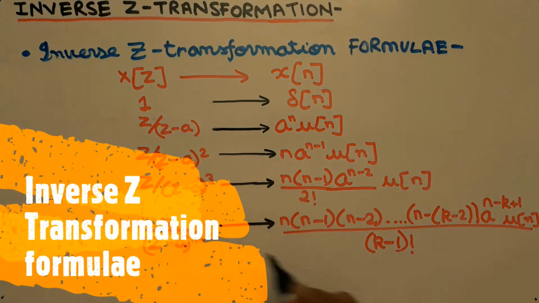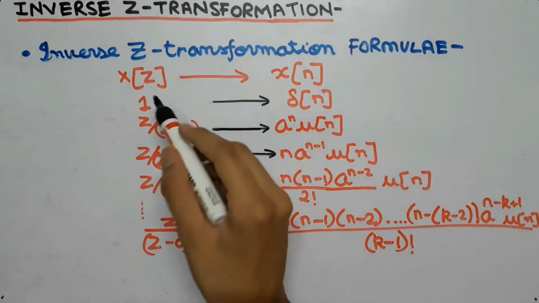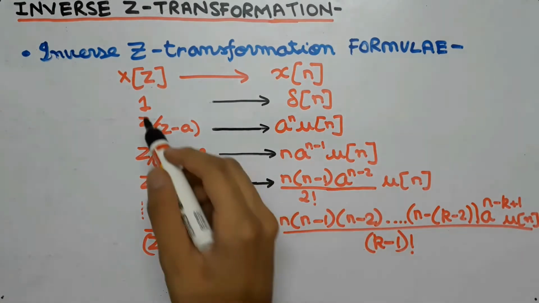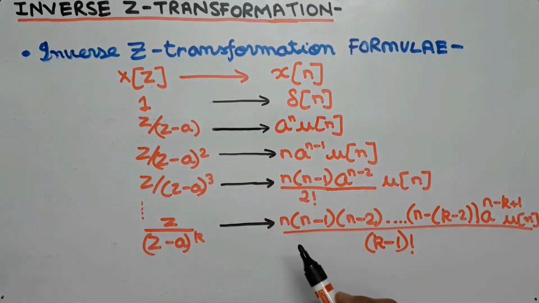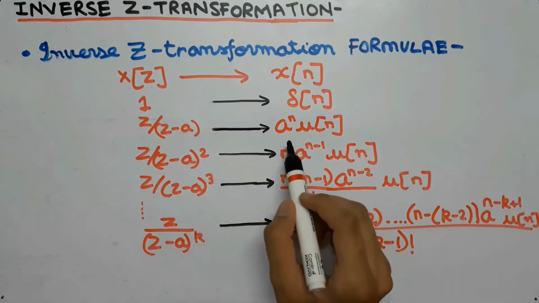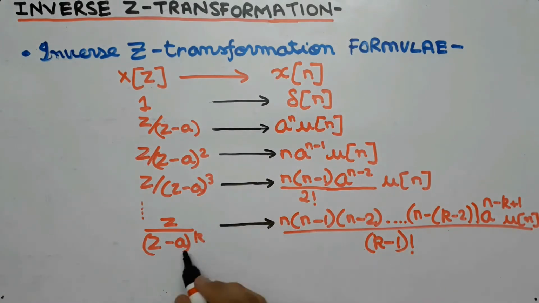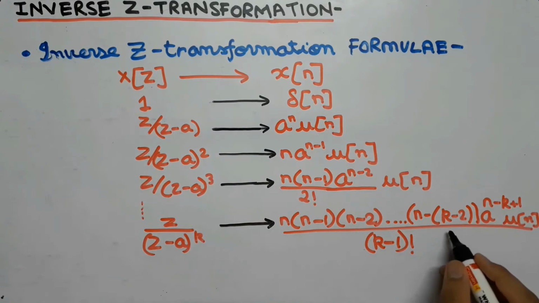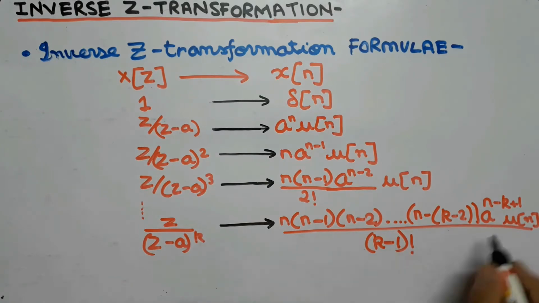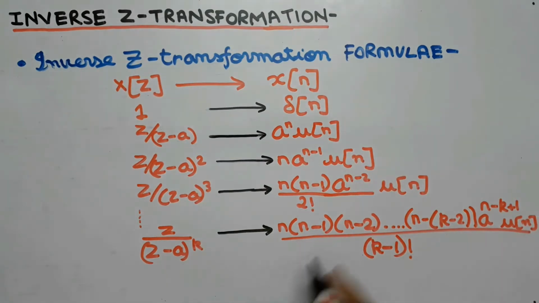Now guys, these are the formulas for inverse Z transformation. That is, we will use them when we have to convert X(z) to x(n). Suppose if we have 1, then x(n) will come out to be delta n. Similarly, if we have z upon z minus a, then x(n) will come out to be a to the power n u(n). And similarly, the general formula for this is z upon (z minus a) to the power k. And here we will put the corresponding value of k that is given in the question in order to get the answer, that is the value of x(n).